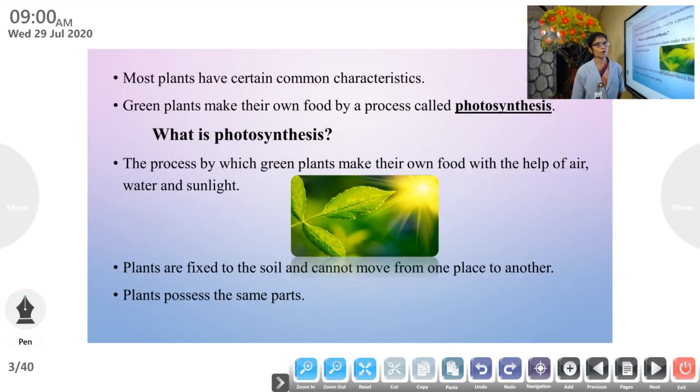Then you studied what is photosynthesis. The process by which green plants make their own food with the help of air, water and sunlight is known as photosynthesis. This is an important question. Okay, you studied that, okay?